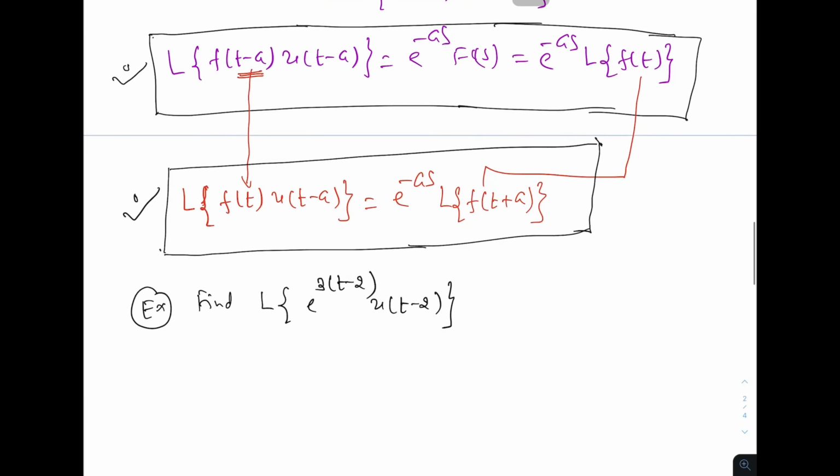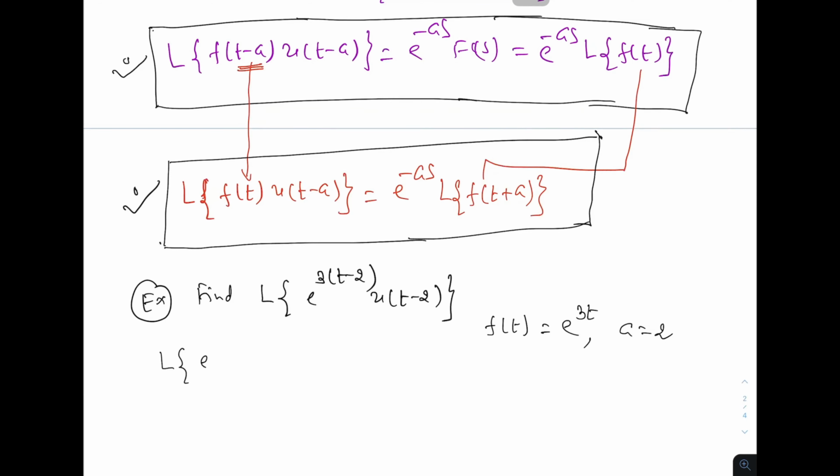Now see this e power 3t minus 2, and here it is f of t minus a. So this is of that kind. So then what is f of t? f of t is equal to e power 3t. What is a here? 2.